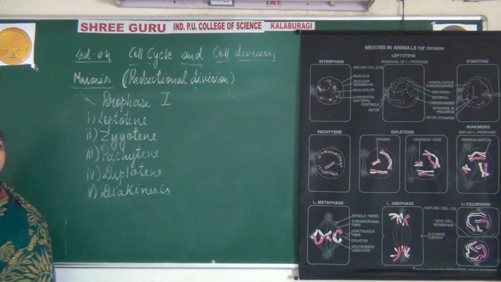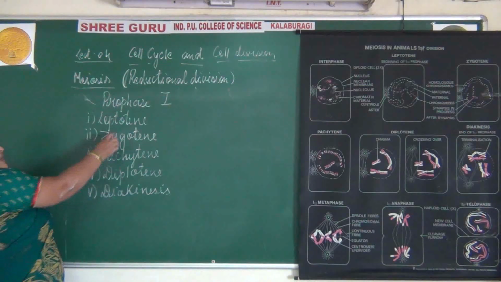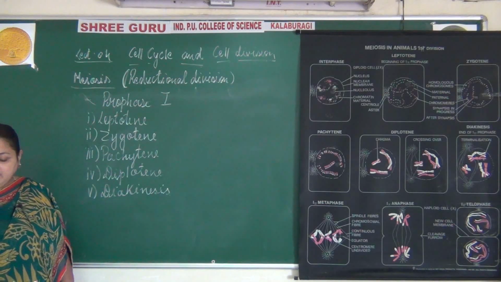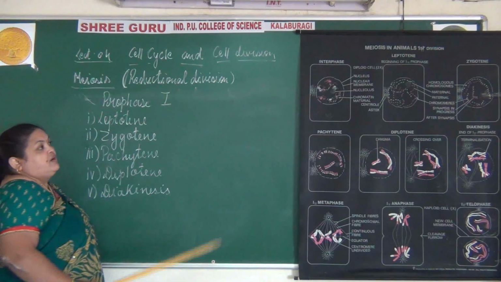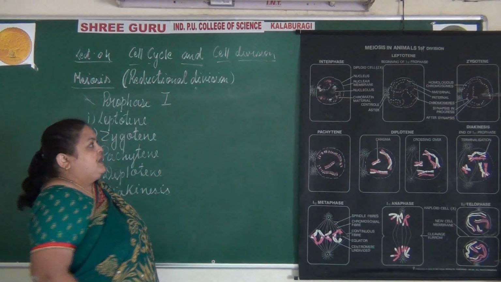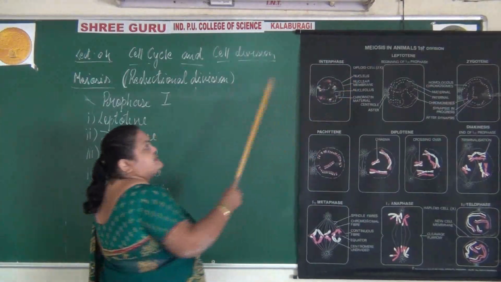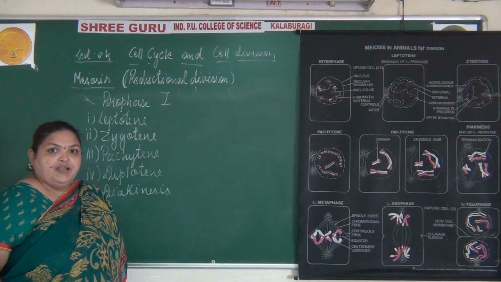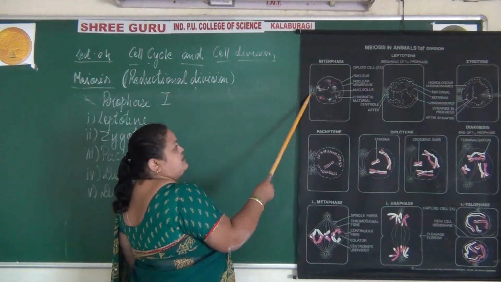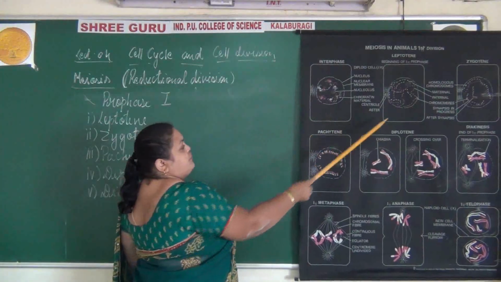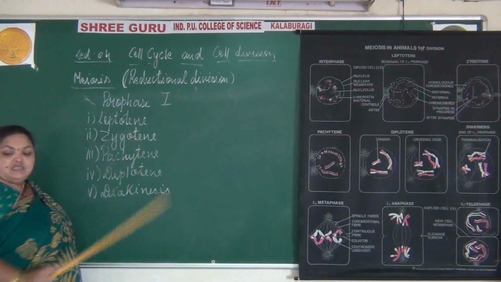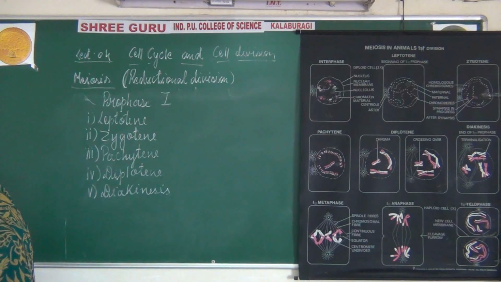It is divided into 5 substages: leptotene, zygotene, pachytene, diplotene, and diakinesis. Before the cell enters prophase, it is under the process of interphase, where there are the chromatin network, nuclear membrane, the centrioles and everything. First we will start with the events that occur during the leptotene stage.